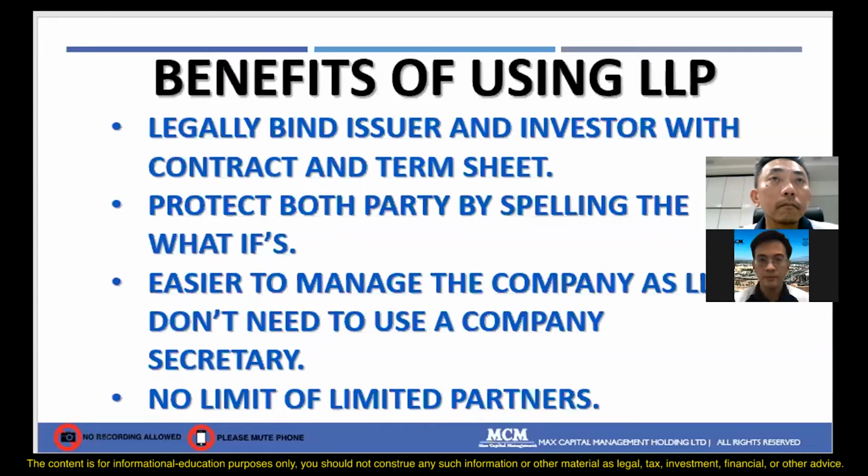And then this is the uniqueness of the LLP: it's easier to manage. If you're using an Sdn Bhd or a Bhd company, the regulation is much stricter. It's very difficult for the company to add a new shareholder or remove a shareholder. When using an LLP, we don't need a company secretary, so it's very easy. Another thing is the limit on partners. For LLP, there is no limit at all. With an Sdn Bhd, there is a maximum number of shareholders, but for LLP there is no limit, so it's much more flexible for us to have a lot of investors in this mechanism.